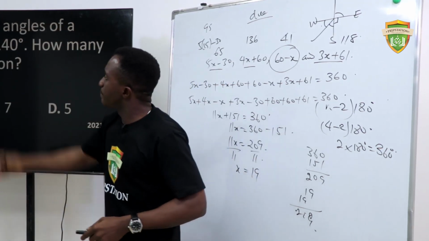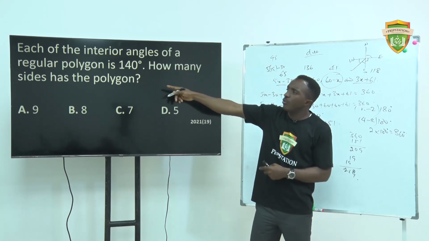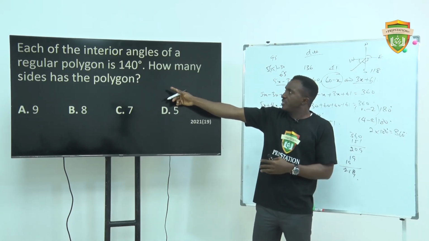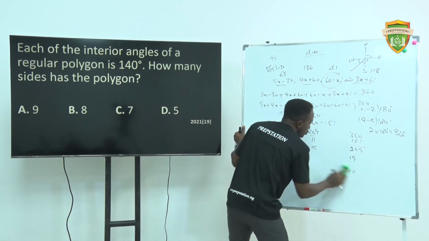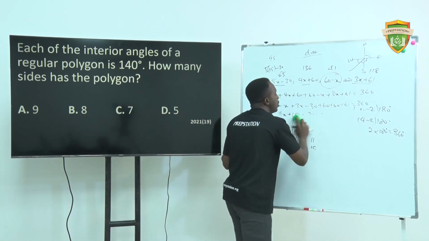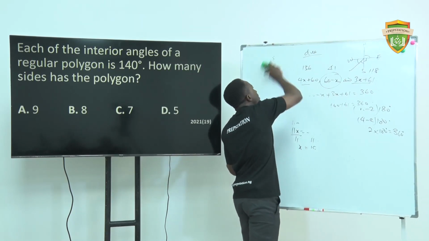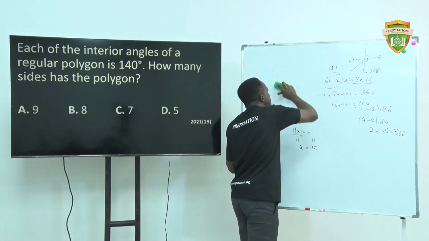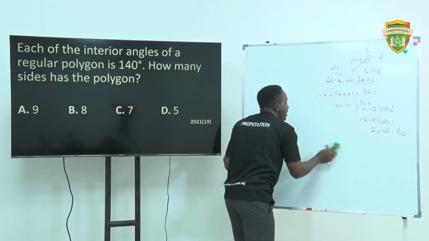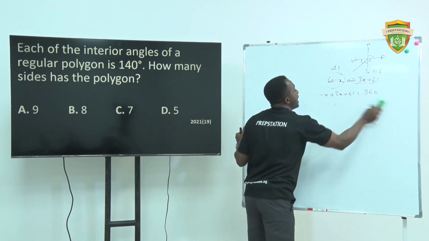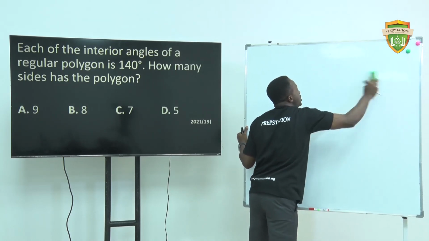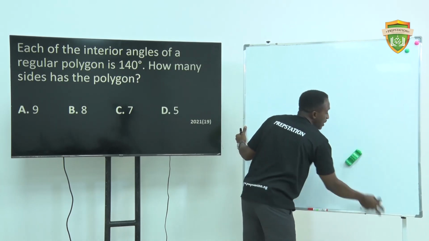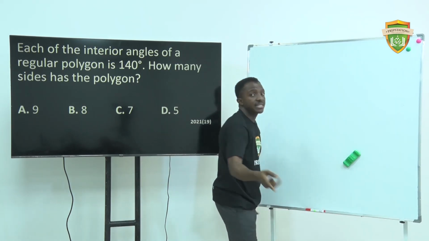Now let's go to the next question. Each of the interior angles of a regular polygon is 140 degrees. How many sides has the polygon? The key word there is regular. Now a polygon is any shape that has straight sides. Regular implies that all the sides are equal. When you say a polygon is a regular polygon, it means all the sides are equal.